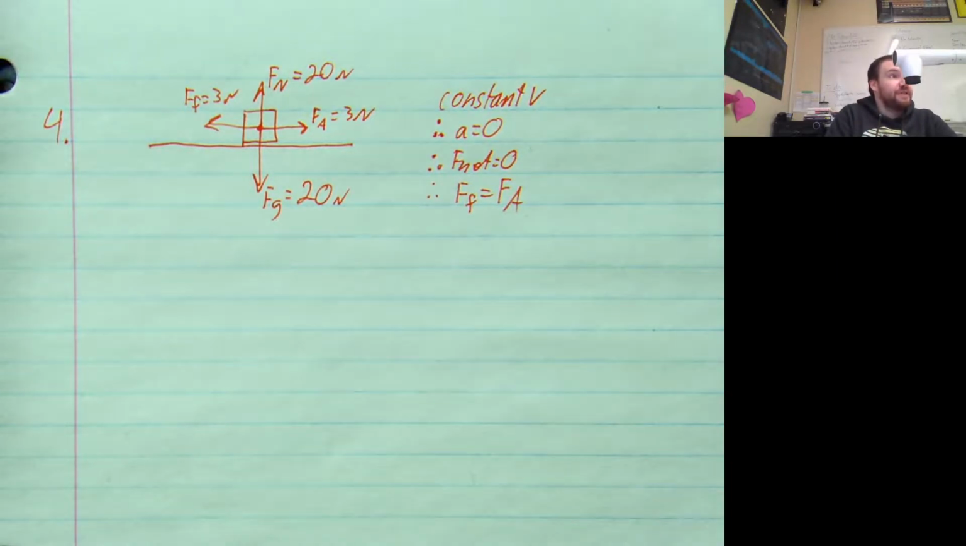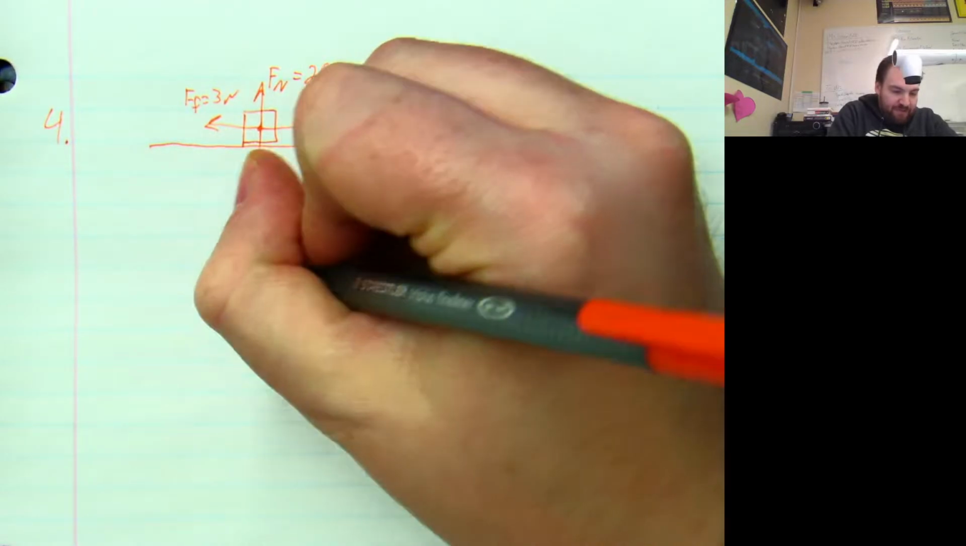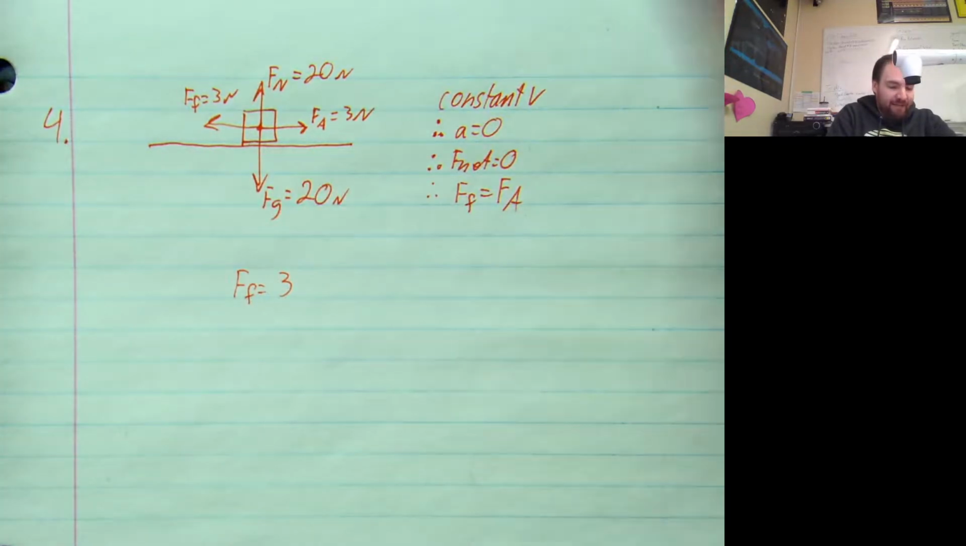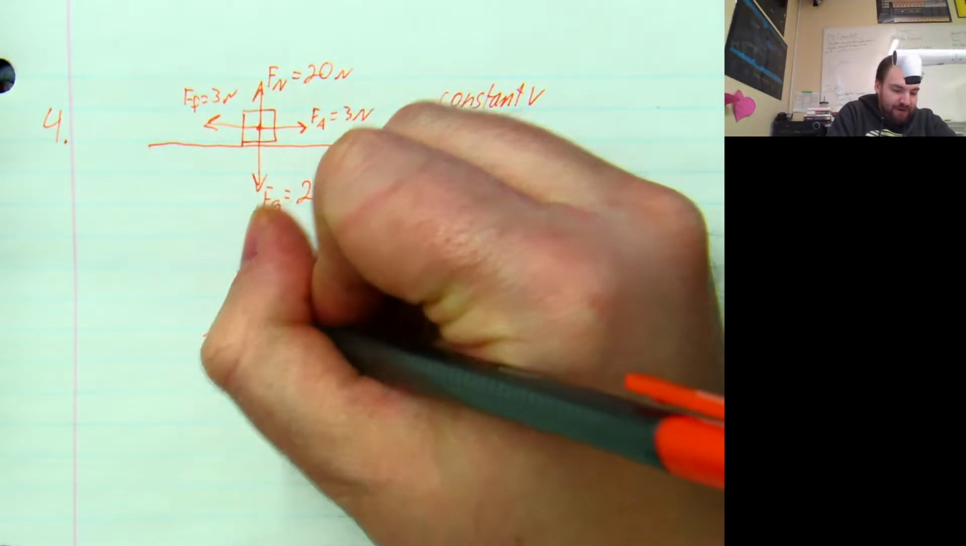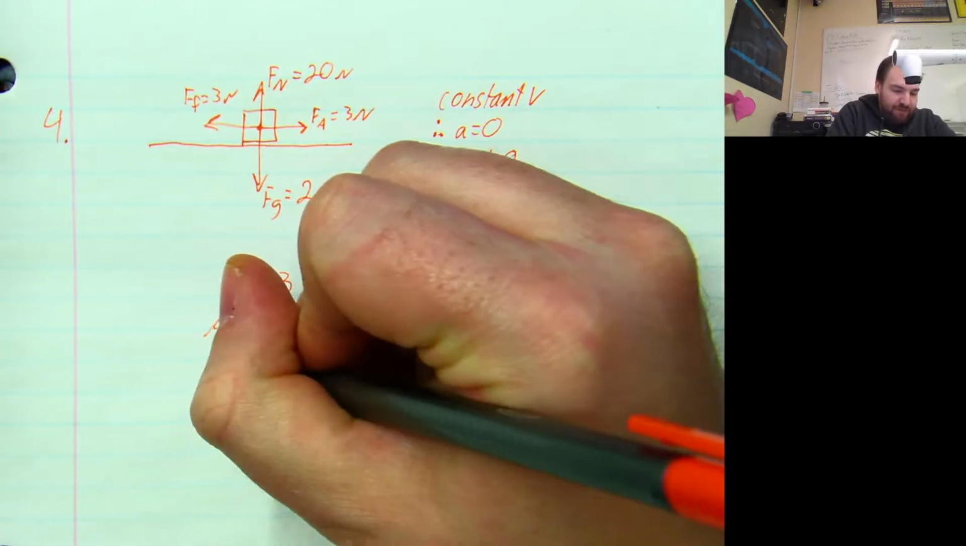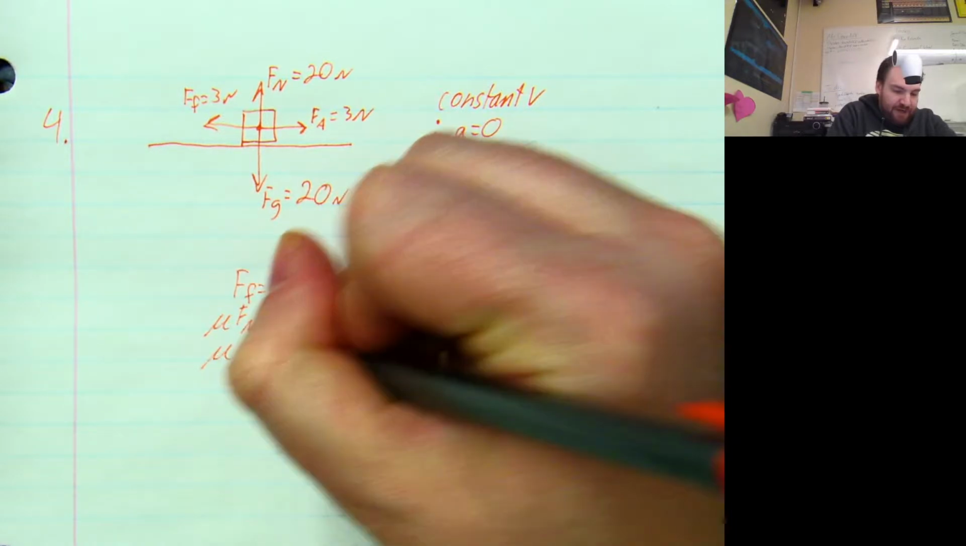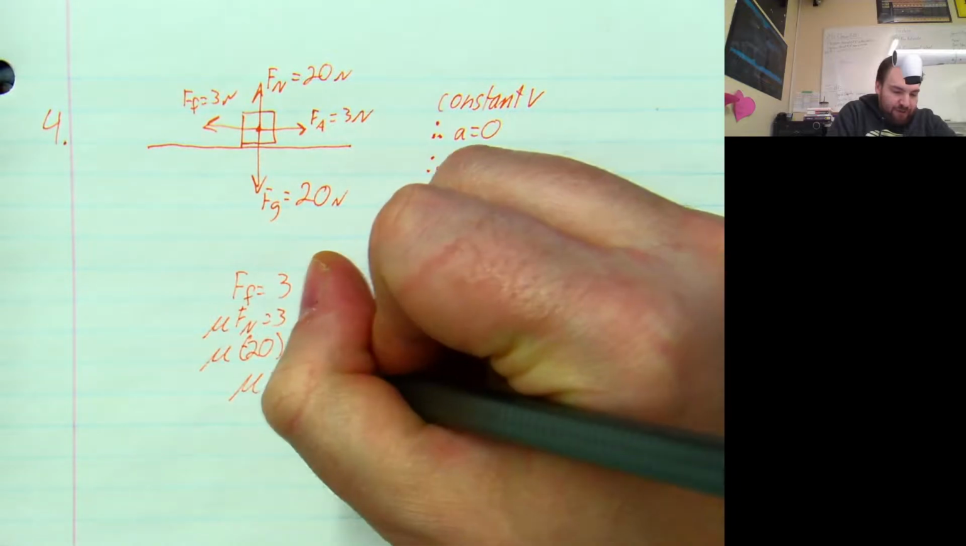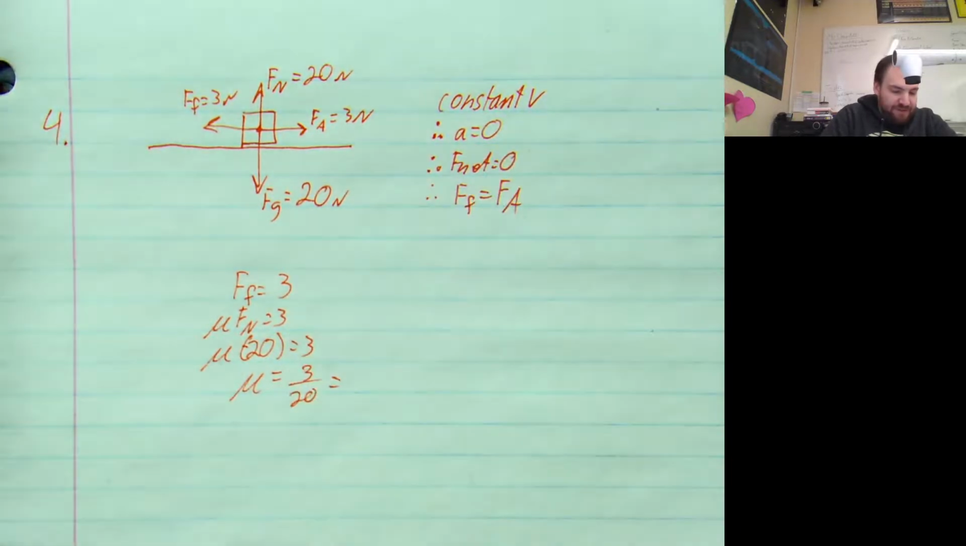Well, we've got 2 expressions for the force of friction. One is that the force of friction is equal to 3. And the other thing we have here is that force of friction is equal to mu Fn. So mu Fn equals 3. So mu times 20 equals 3. So mu is going to equal 3 over 20, which is something small, I'm willing to bet. 0.15.